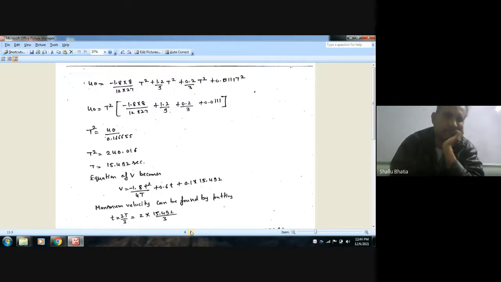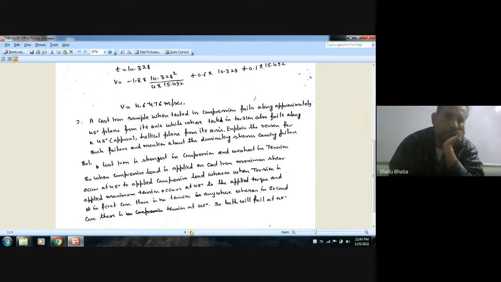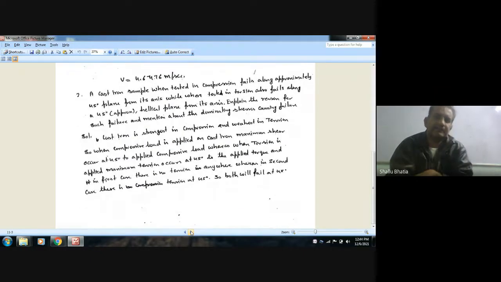Next, a cast iron sample when tested in compression fails along approximately 45 degrees from its axis, while when tested in torsion it also fails along a 45-degree approximately helical plane from its axis. Explain the reason for such failure and mention the dominating stresses causing failure.